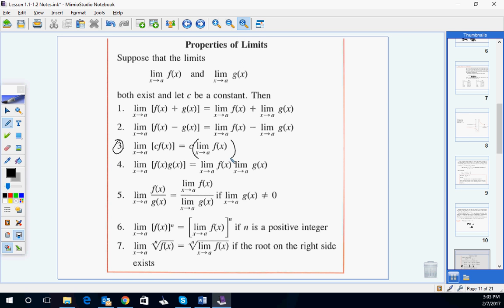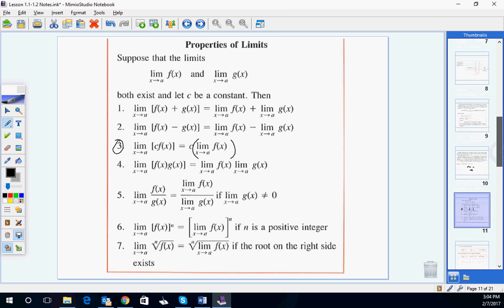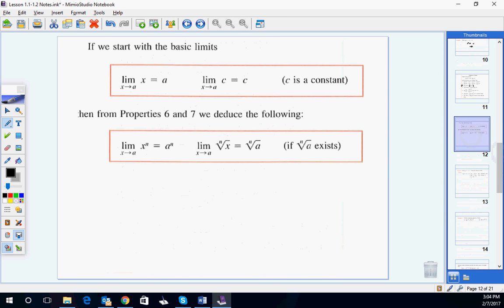If you have a function to an exponent, you can take the limit of the whole function and then raise it to the exponent. Same thing for square roots: if you have a square root of a function, you can take the square root of the whole limit. So you can pretty much move your limits around. That can be helpful. It's hard to explain without doing it, but trust me, you're going to want to know some of these things when it comes to getting rid of some of this stuff.